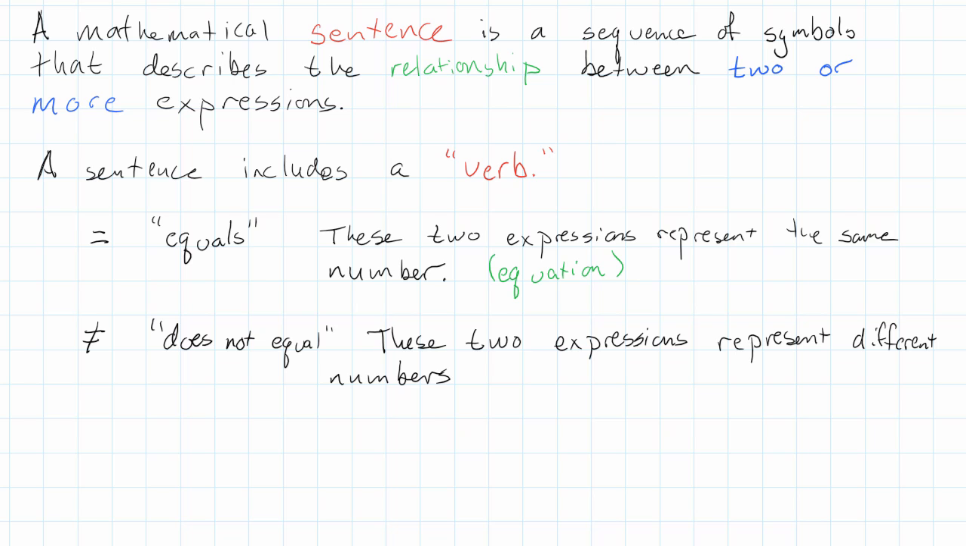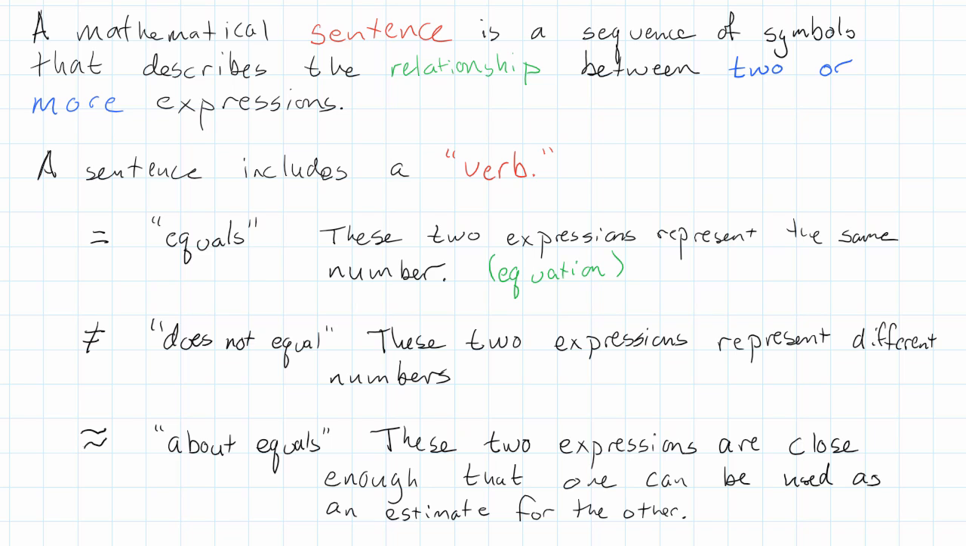And the last symbol we're going to mention right now is one that we've seen earlier. The curved equals sign, right, so it goes up and then down and then up again, means about equals. What does this mean? This means, okay, these two expressions might not represent exactly the same number, but they're close enough that one can be used as an estimate for the other. The most likely time that we're going to use this symbol is when we've just done some calculations on a calculator and then rounded our result.